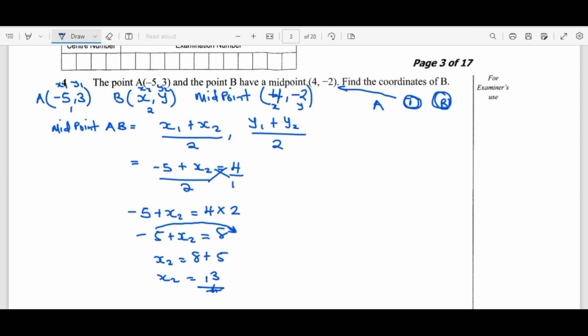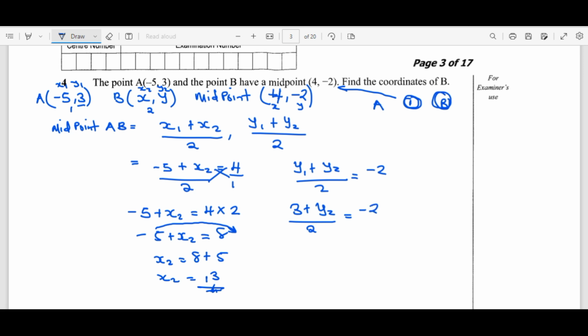And then let us find the y. So we would say y1 plus y2 over 2 is equal to negative 2 there. So in this case, we're going to substitute. Do we have y1? Yes, we have, because it is a 3 there. So 3 plus, do we have y2? No, we don't have. So y2 over 2 is equal to negative 2.